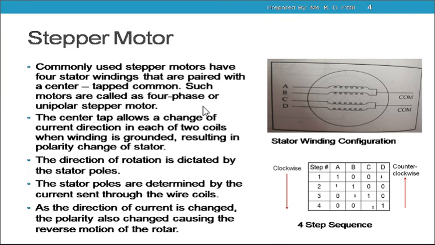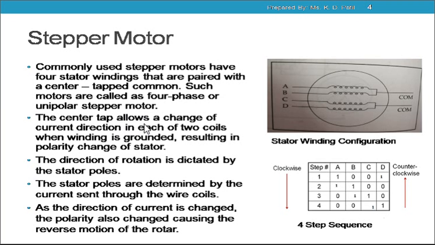Commonly used stepper motors have four stator windings. As you can see in the figure, there are four stator windings, that is A, B, C and D, and those four stator windings are paired with a center tapped common. Such motors are called four-phase or unipolar stepper motors.